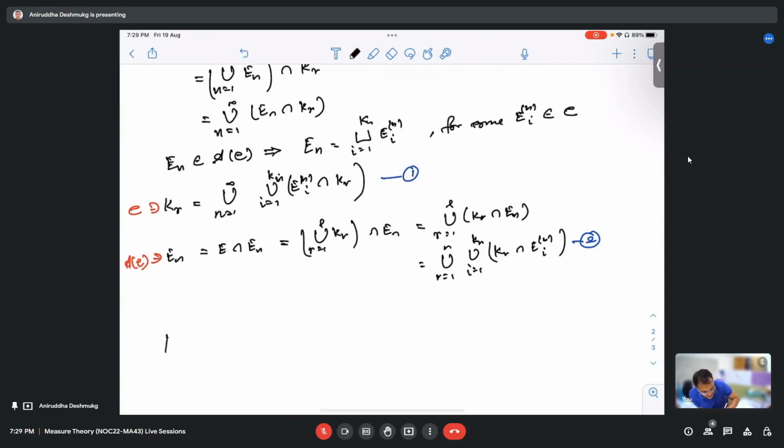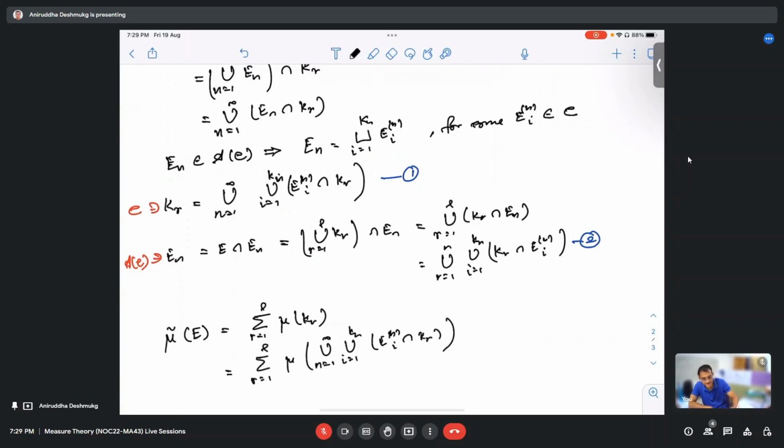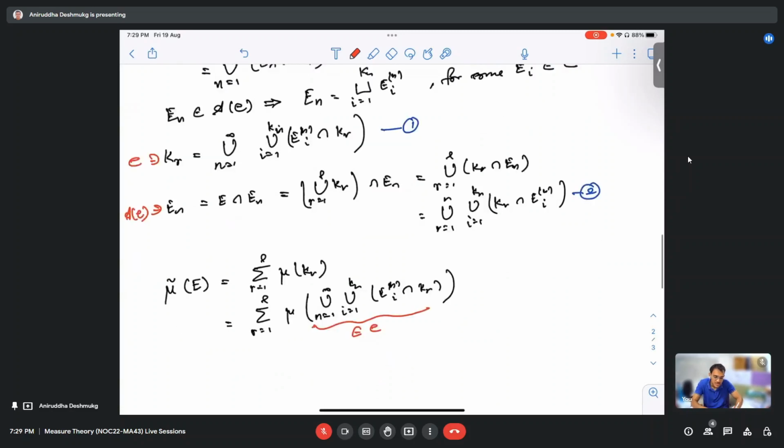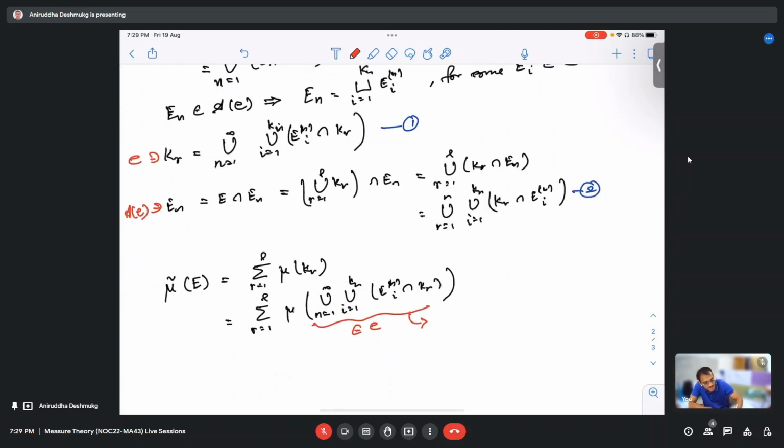I know that mu tilde of E is equal to summation r from 1 to L mu of KR. Is that right? Yes, sir, it is right. Next, let me write mu of KR as mu of union n equal to 1 to infinity, union i equal to 1 to KN, ENI intersection KR. Notice that this is an element of C, so I can use this given mu. And this is a countable, mutually disjoint union.